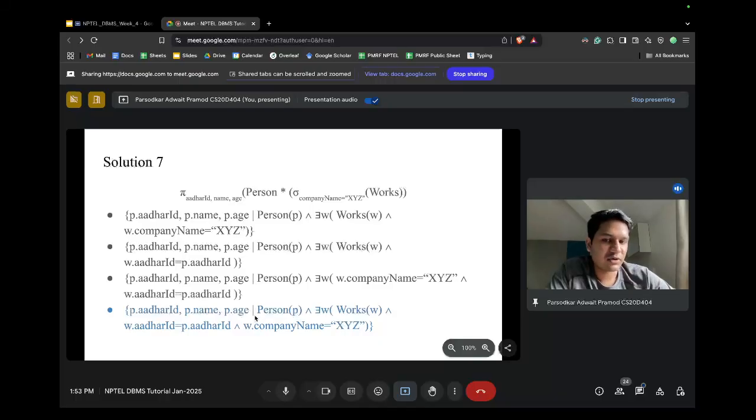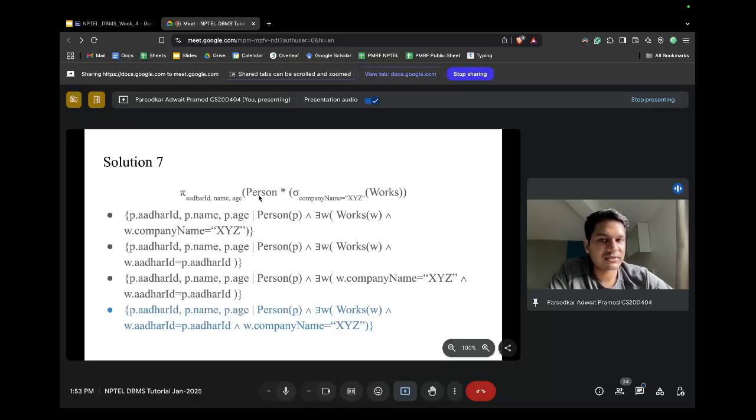But this output is not for every person. This output needs to satisfy certain conditions. So what are those conditions? The first is to define what P is. So we state that P is a person, which is denoted by person bracket P. Okay, so person bracket P says that P is a row in person. Okay, now is that the only condition? That is not. There are other conditions. What is the other condition?